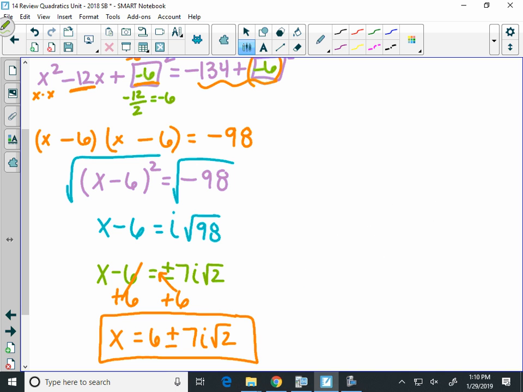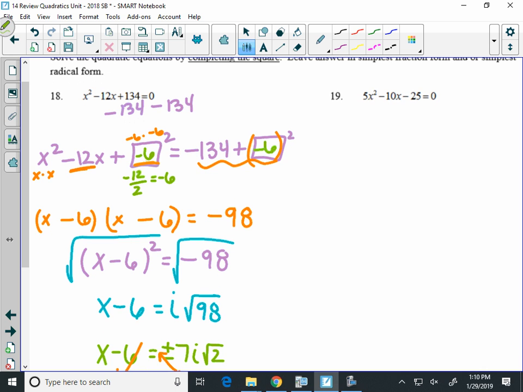So we take a look at 19. 19 is the same thing. We're completing the square, but there's a number in front of that x squared. So what we have to do is divide everything by that number, so it cancels. We're left with x squared minus 2x minus 5 is equal to 0.